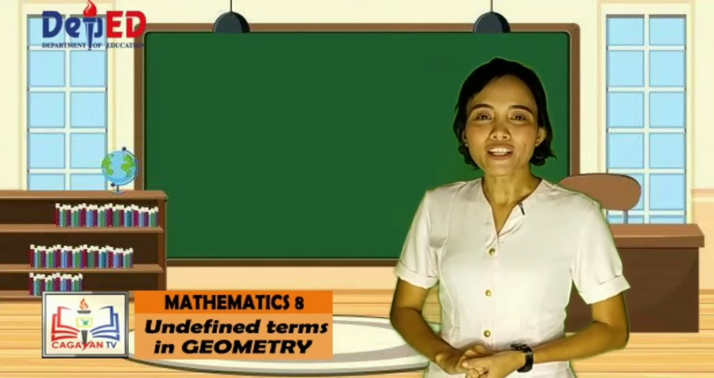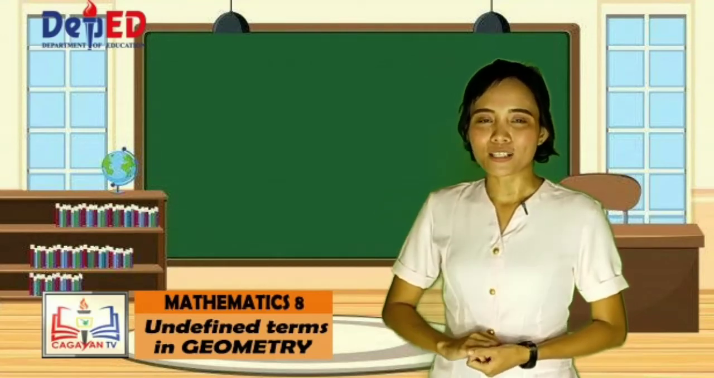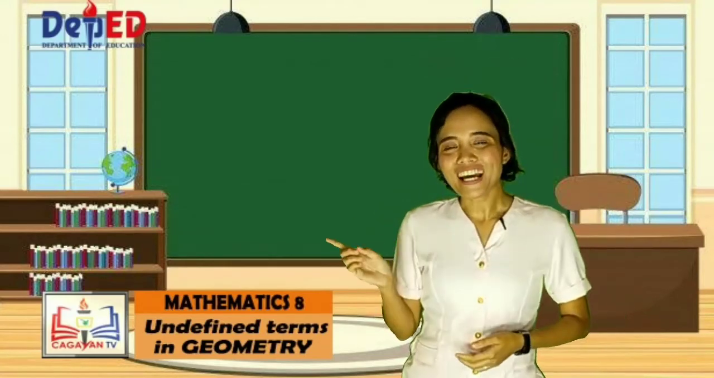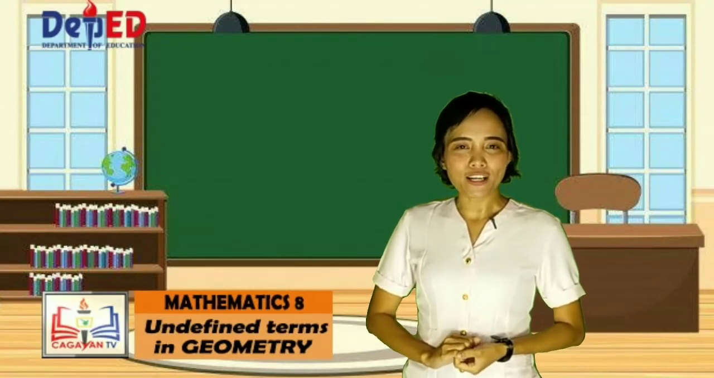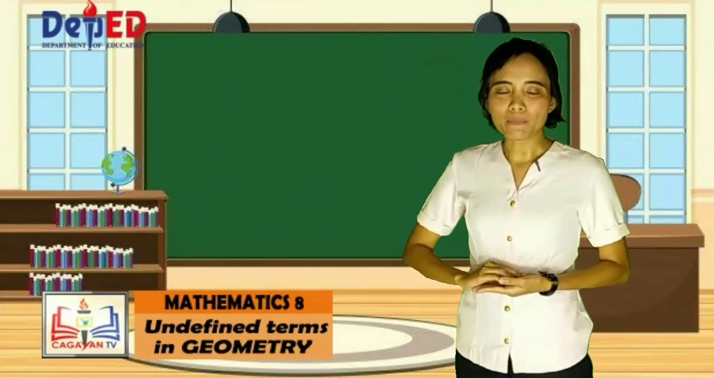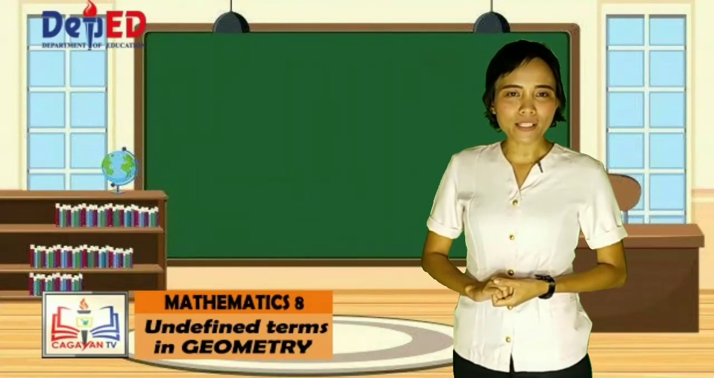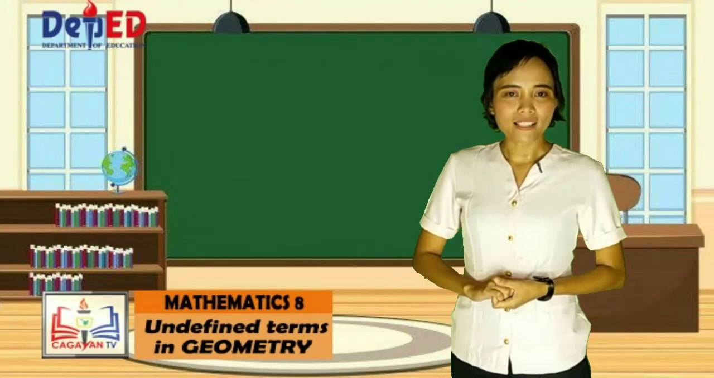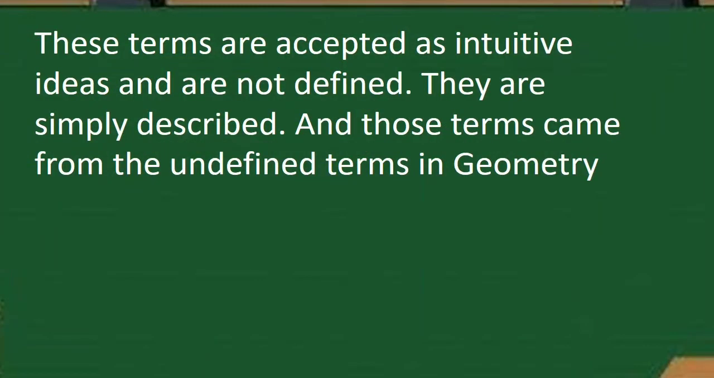Now, if you try to connect at least 4 stars, what can we see? You got it! When we connect at least 4 stars forming an enclosure, you see a plane. In this episode, we shall be learning different geometric terms: points, lines, and planes. These terms are accepted as intuitive ideas and are not defined.